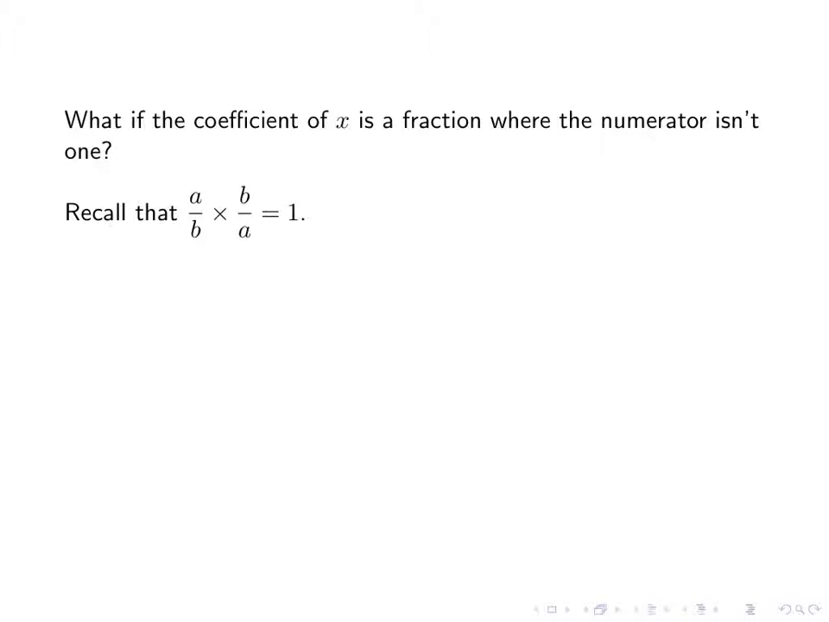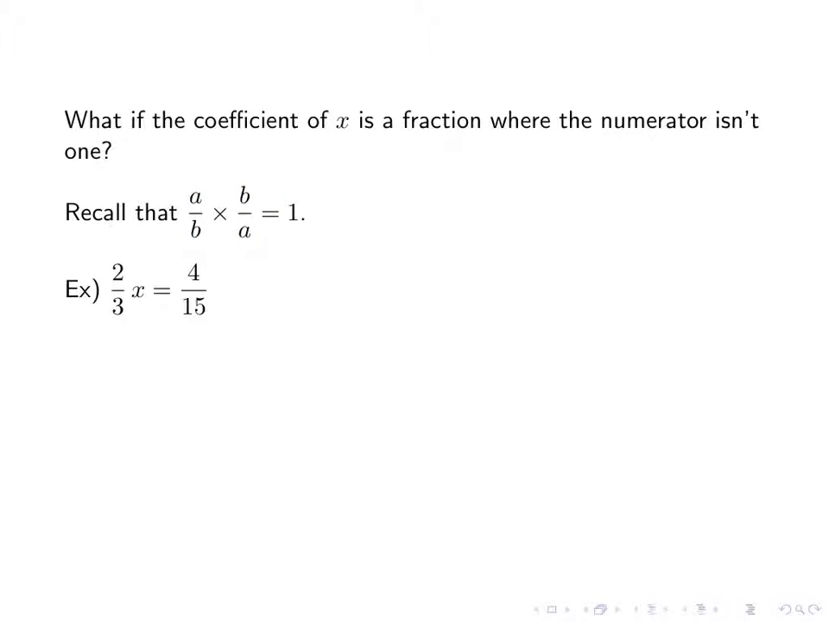And we're going to recall the fact that a over b times b over a is equal to 1. Any number times its reciprocal is equal to 1, right? You can cancel the a's and you can cancel the b's, and you're left with 1 over 1.